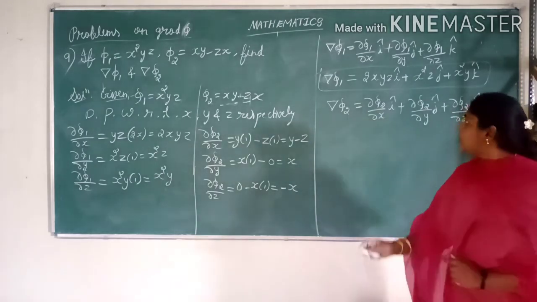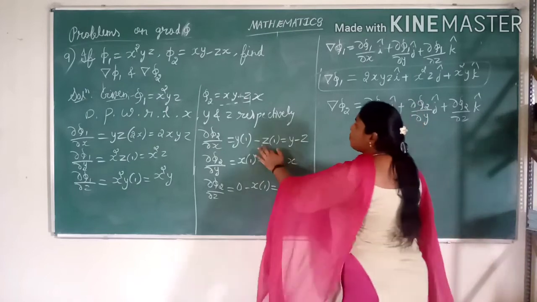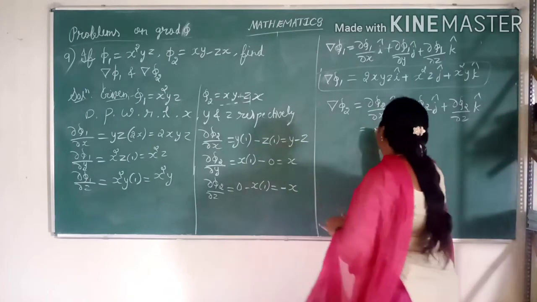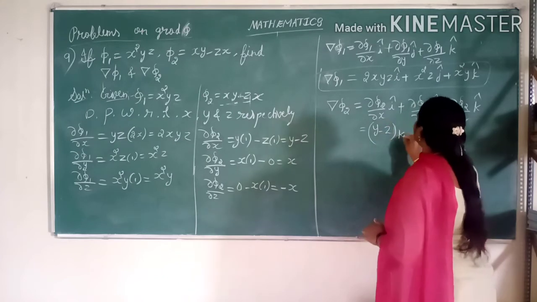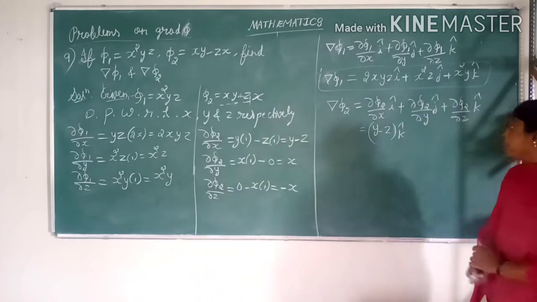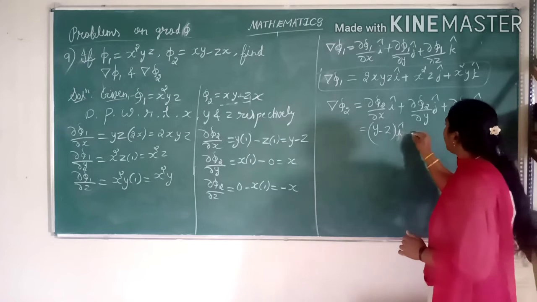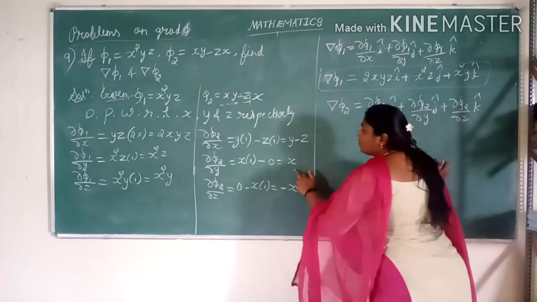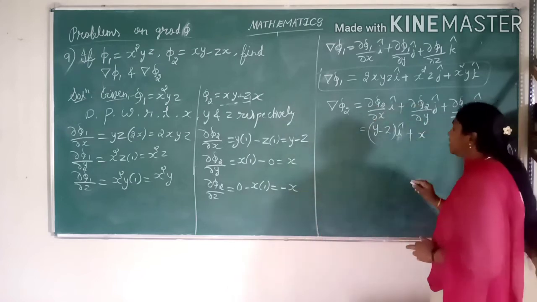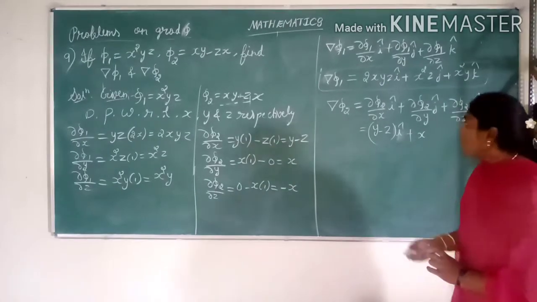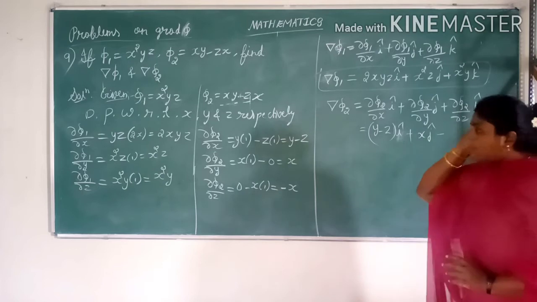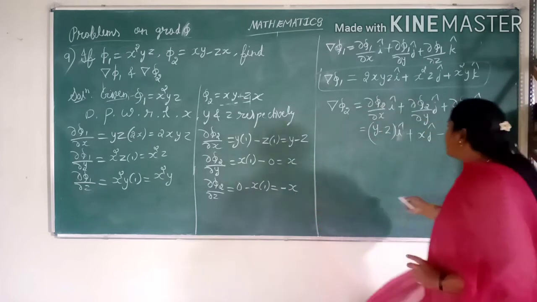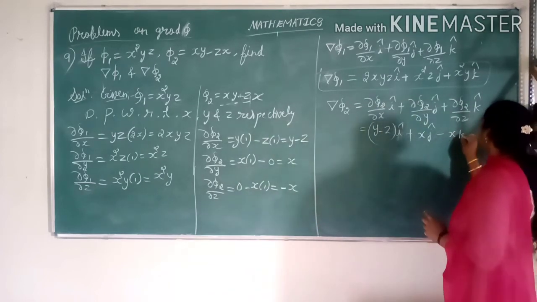Clear? Then substitute the partial derivatives. What is ∂phi2/∂x? It is (y minus 4z) into i cap. The two terms are there, so just put the bracket. Plus, what is ∂phi2/∂y? It is x. Only a single term is there, no need to put the bracket. That is x into j cap. Plus, what is ∂phi2/∂z? It is minus x. Plus into minus is minus, that is minus x into k cap.